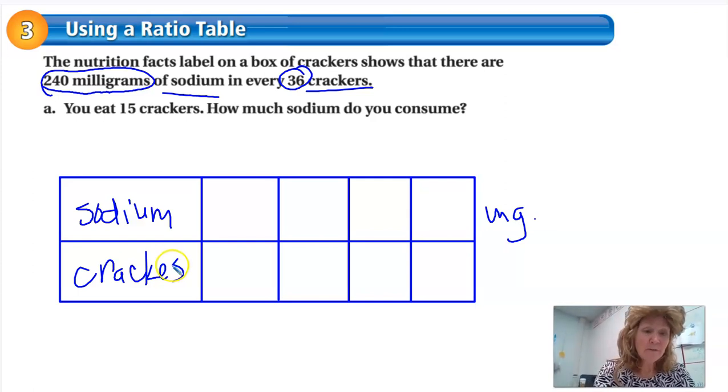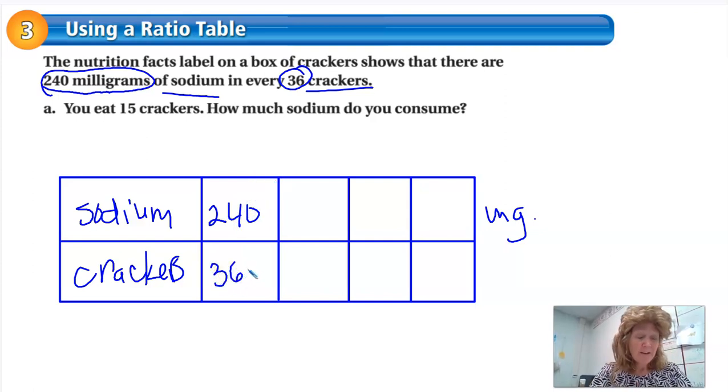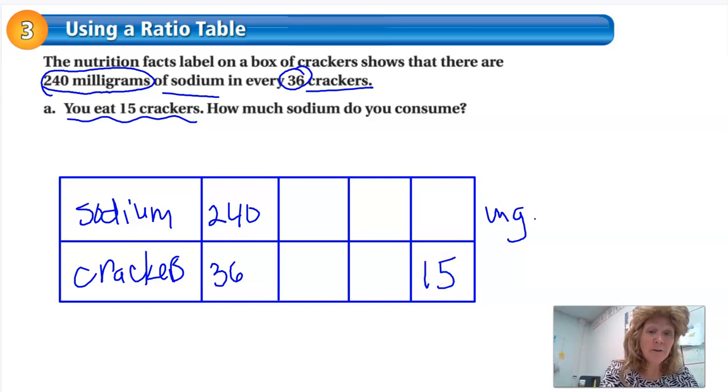Oops, I can spell crackers. The crackers is just the number, right? Okay, so now I need to put in 240 milligrams per 36 crackers. And now my final thing is this. You're going to eat 15 crackers. How much sodium? So I put the 15 down there in the row with the crackers, and this is unknown. I don't know how much sodium is in 15 crackers.